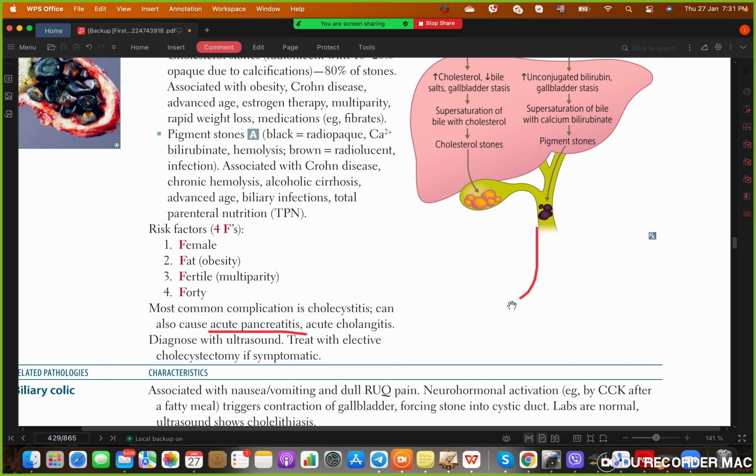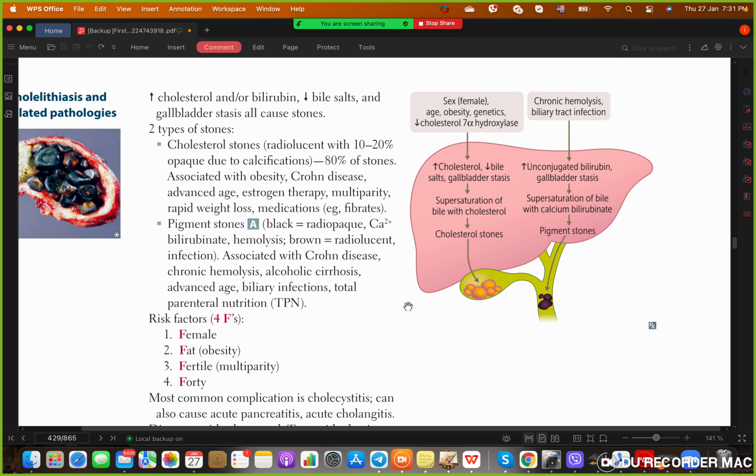Why? Well, let's continue drawing this. If you keep going down, we have this confluence, and here we have the ampulla of Vater, if you remember. So if the stone comes here and it travels and obstructs the ampulla of Vater right here, and the pancreatic juice goes back, that will lead to pancreatitis. Okay? So it can lead to cholecystitis or pancreatitis. Acute cholangitis, diagnose it with an ultrasound, treat it with an elective cholecystectomy if symptomatic.